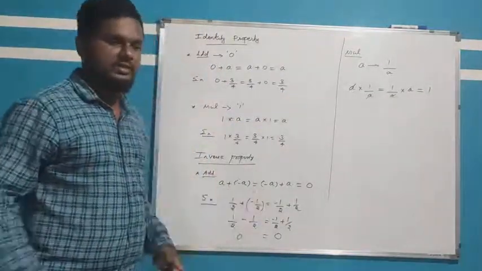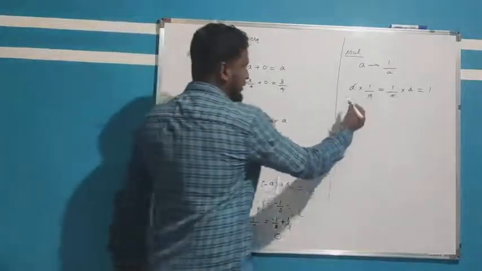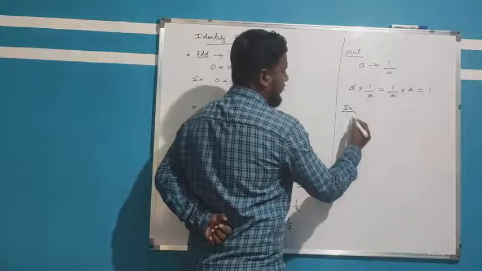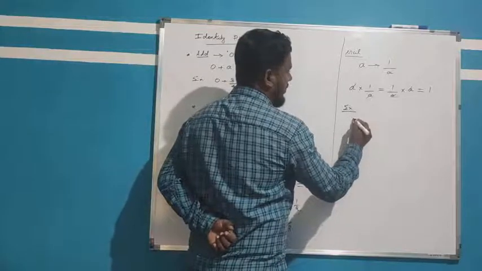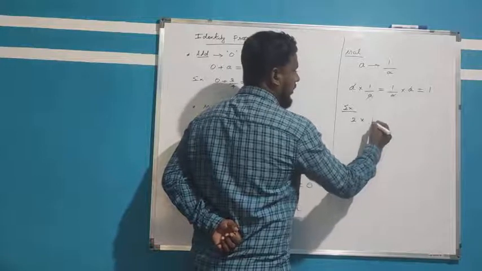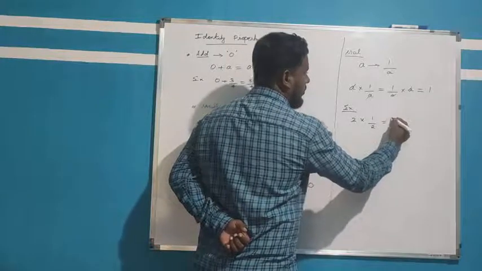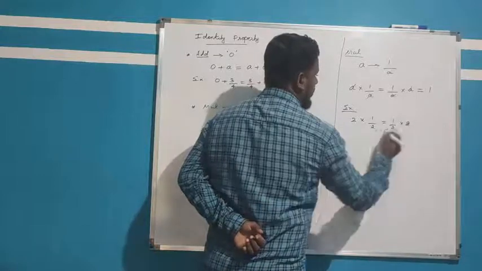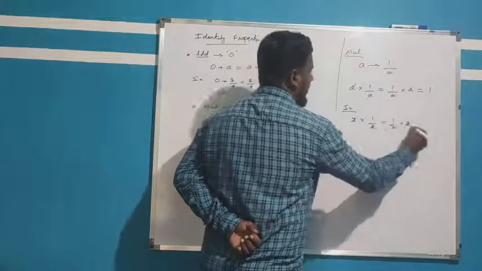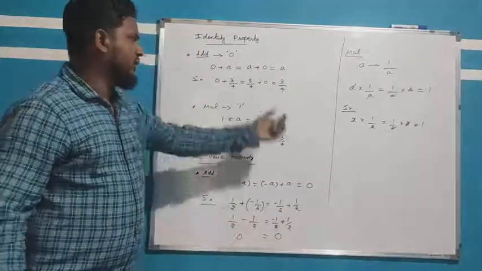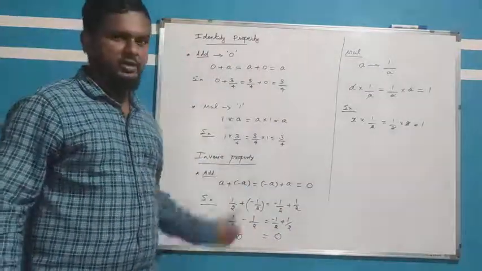Did you understand this? For example, take one rational number: 2 into 1 by 2, or 1 by 2 into 2. The 2 cancels, and the solution is 1. So 1 only we get. So in this way we can find the inverse property. Did you understand this?